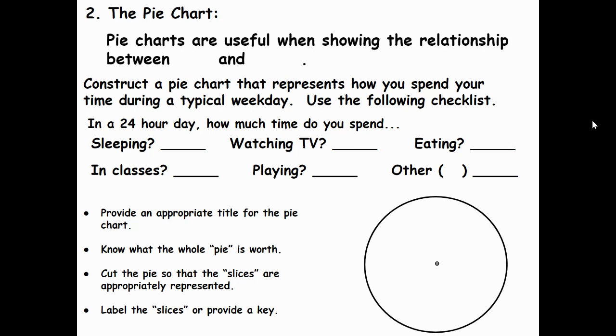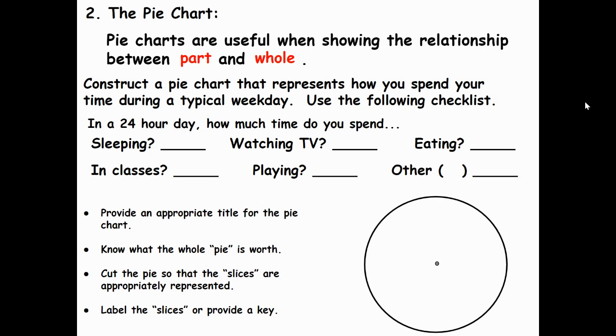Pie charts are useful when showing the relationship between the part and the whole. What do I mean by that? Well, if you think about a whole circle, when you make a pie chart, each slice of the pie represents part of the whole pie. Right? So I'll do a little example here.